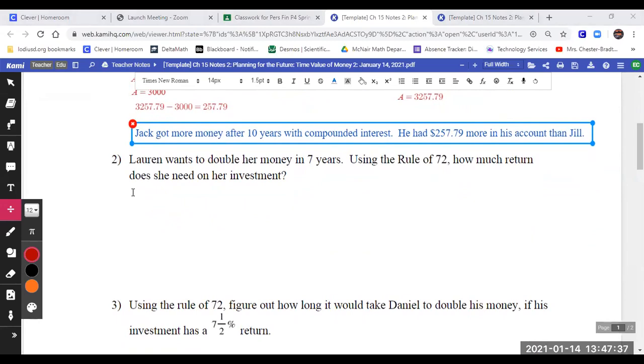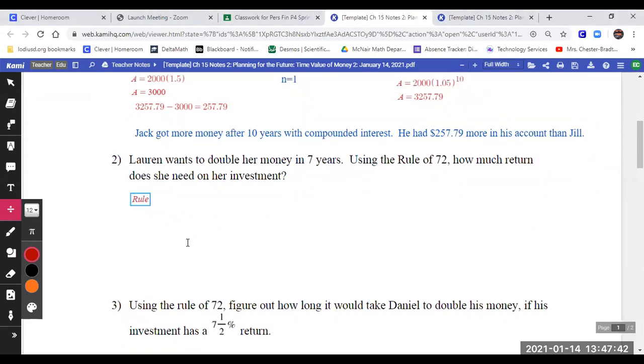The rule of 72. I don't want that. I want the 6 bucks.